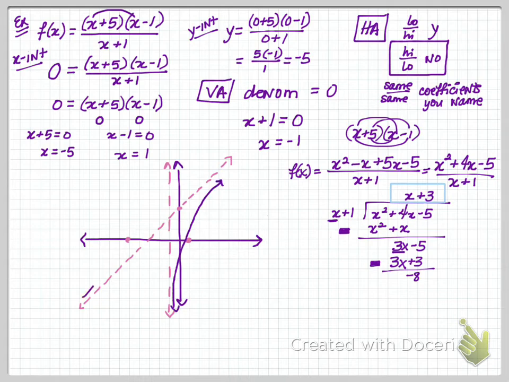And hug the asymptotes. This one's having trouble hugging. There we go. And there we go. That's what it looks like when you've got a slant asymptote. I'm going to move on to another example.